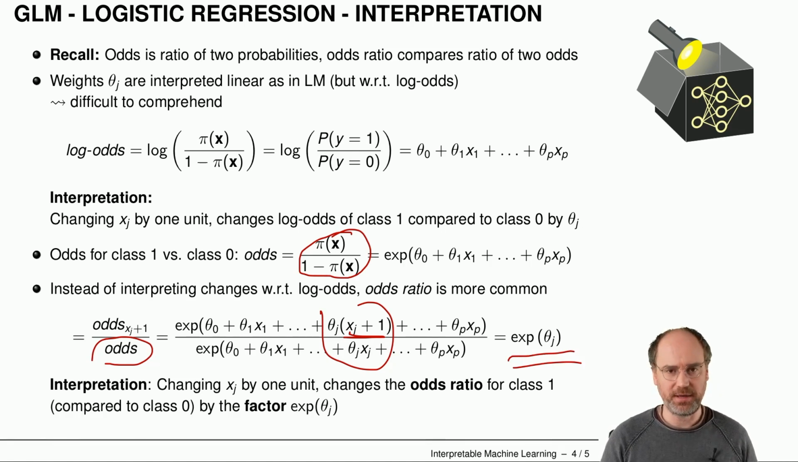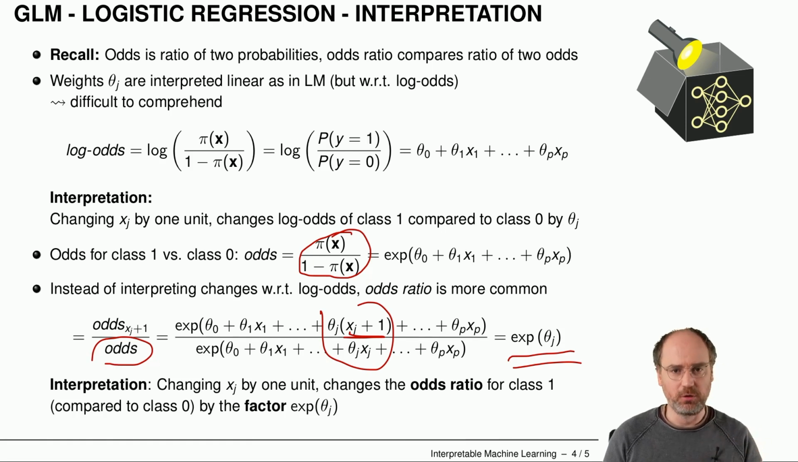Now this finally gives rise to our interpretation of the logistic regression model. If we change xj by 1 unit, this changes the odds ratio. So this changes our odds. We could also say this changes our odds by the factor exp of theta j.